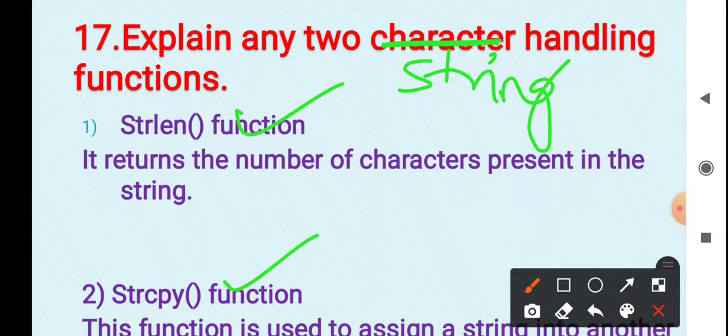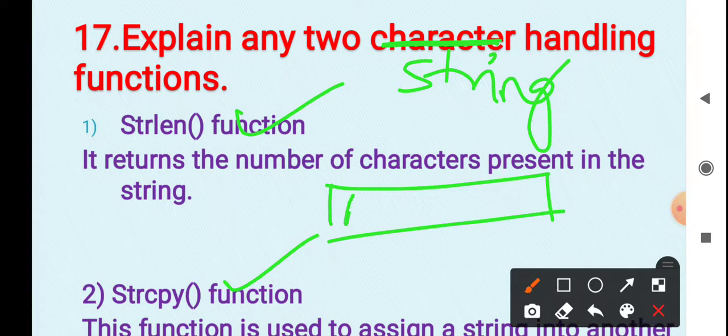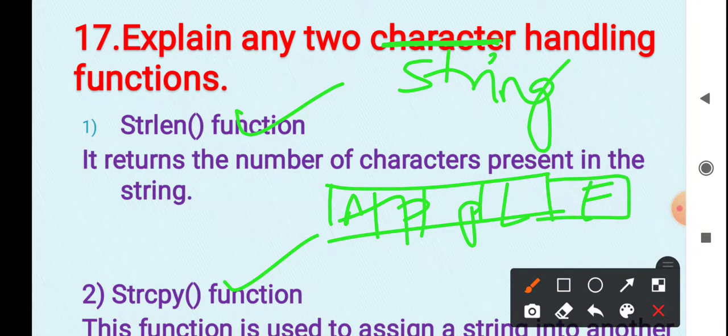String length means how many characters are there in a particular string can be obtained by using the string length function. For example, if you have apple, like this, it will have 5 characters. So it will return 5 as the string length.